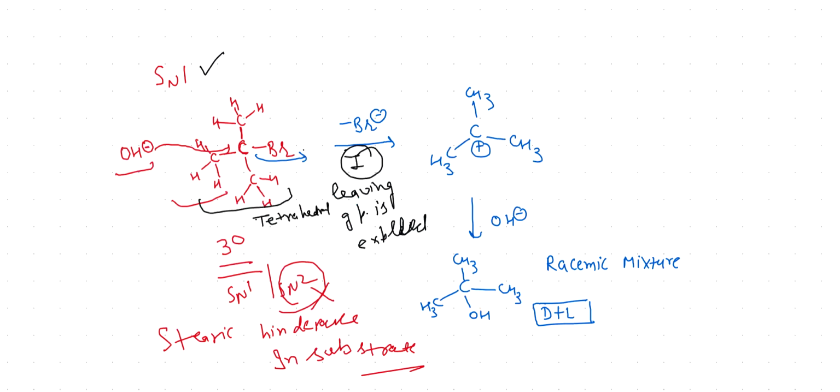What will happen here? Br negative is expelled from here along with the electrons of carbon. If carbon loses its electrons, then it will get a positive charge on it. This is known as a carbocation. Here it is the intermediate.